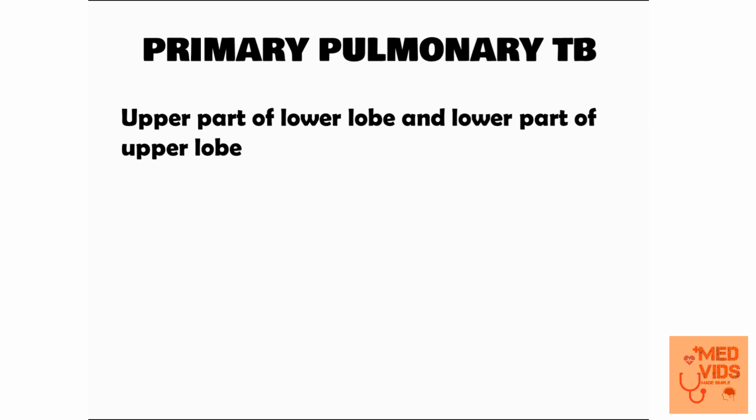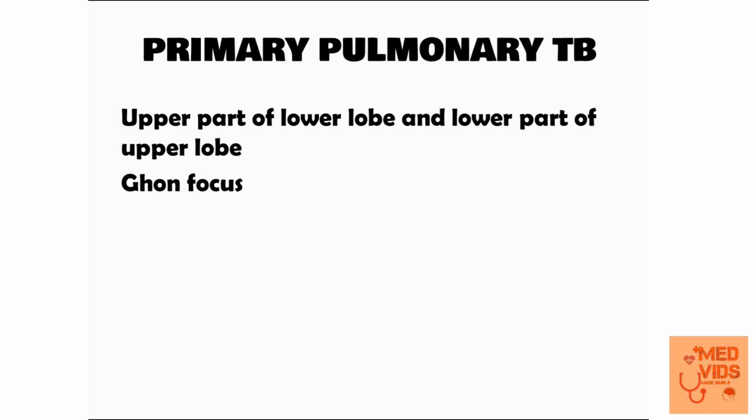Primary pulmonary TB usually involves the upper part of the lower lobe and lower part of the upper lobe, and it forms a classic lesion known as Ghon focus. Ghon focus is nothing but the fibrotic nodular lesions which are formed in the lungs because of the immunological reaction with the tuberculosis bacteria.